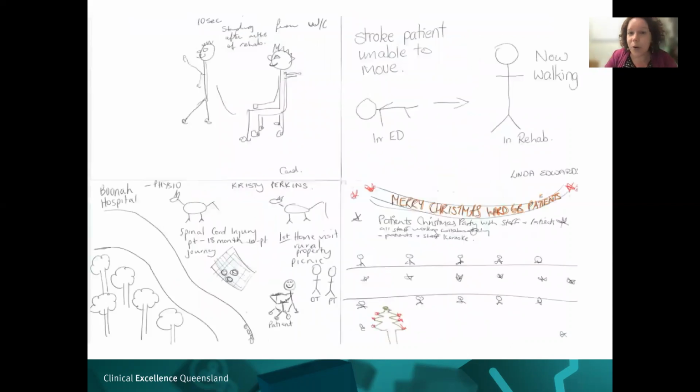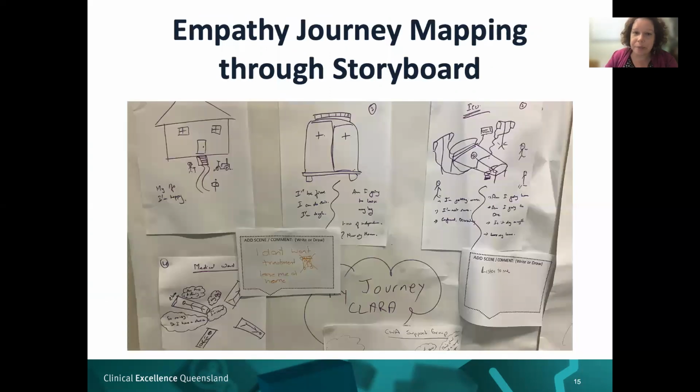We have more examples here about when people are stroke patients unable to move, now they're walking, Christmas on the ward, the first trip home after 18 months of rehab, and at the top again, standing for the first time. And these are quite powerful ways to communicate ideas, and this kind of drawing can be a really great icebreaker.